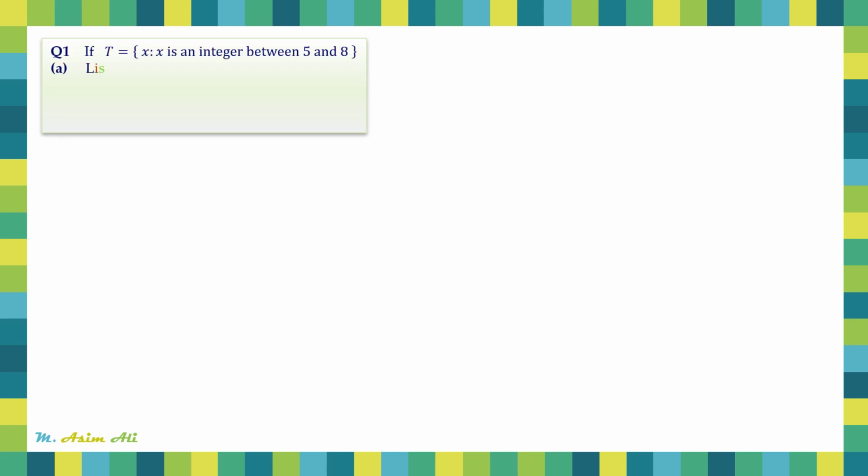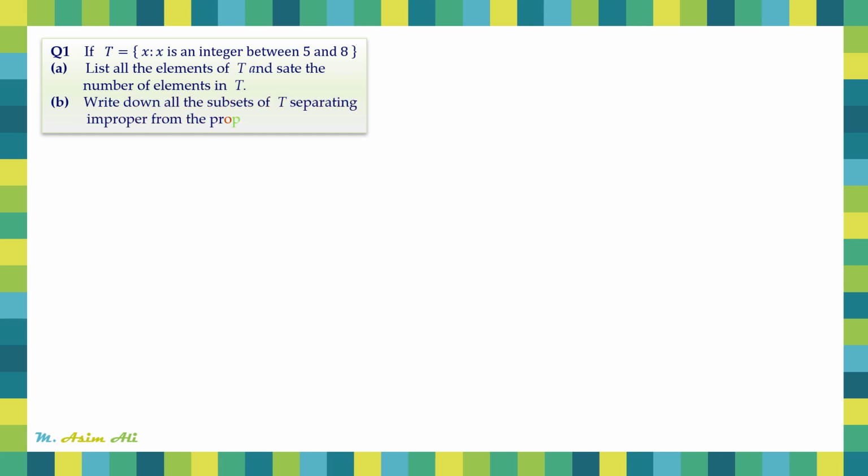Let us consider some examples on intersection and union. First of all, we have question number 1. Set T is a set of elements X, such that X is an integer between 5 and 8. We have to do parts A and B. First we have to list the elements of set T. The elements are the integers between 5 and 8. Starting from 5, after 5 you have the integer 6, then 7, and then comes 8. So all the integers between 5 and 8 are just 6 and 7, only two integers, and we can easily state the number of elements in set T, which is just 2.